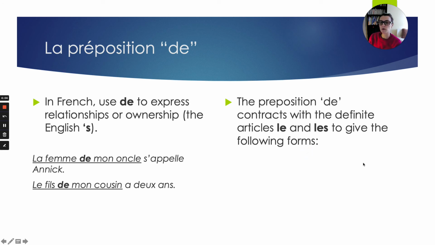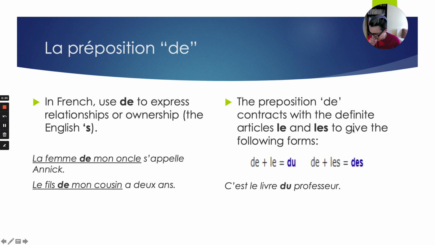One thing to remember is the contracted preposition article rule. De followed by le will turn into du. De followed by les will turn into des. Always, always, always. You can never say de le or de les. You always have to say du or des. C'est le livre du professeur, right? De le professeur, du professeur. You contract it to du. Ce sont les contrôles des étudiants. De les étudiants, des étudiants. You contract it to des. Okay.